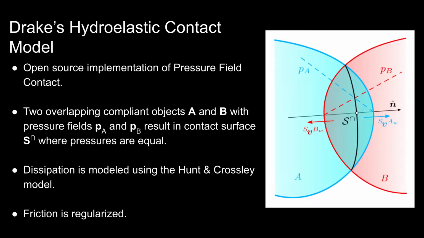pressure field of a fluid. Dissipation is modeled using the Hunt and Crossley model, and friction is included using a regularized model of Coulomb friction.